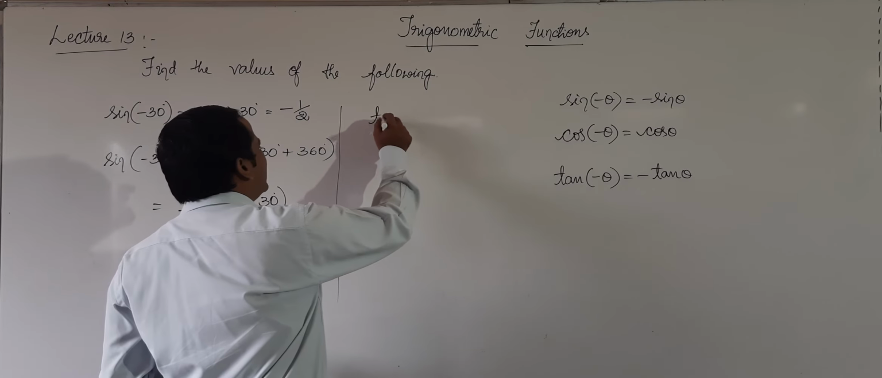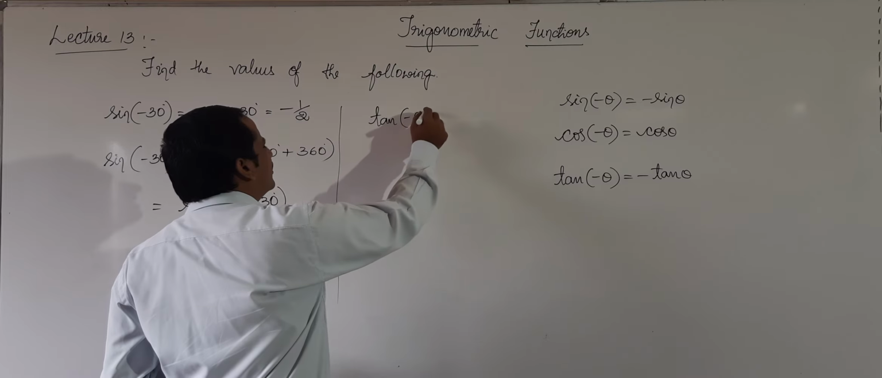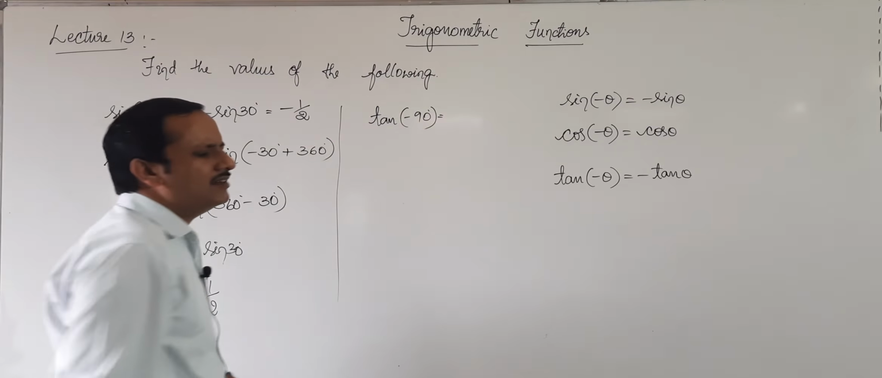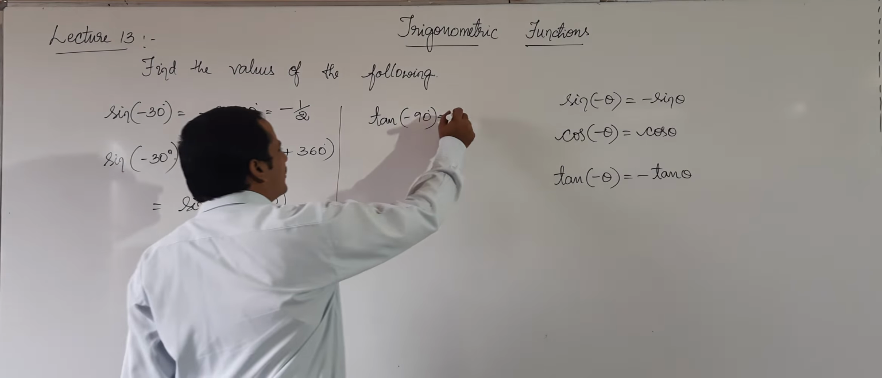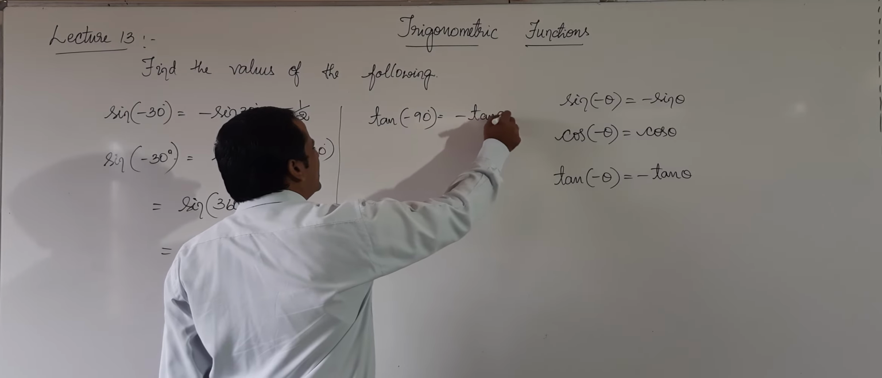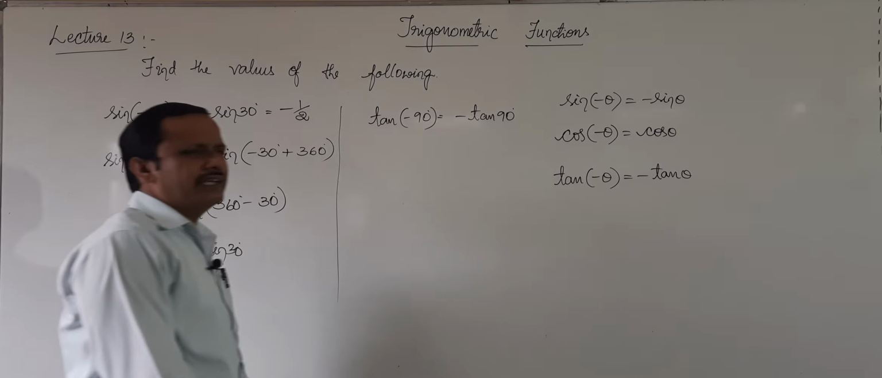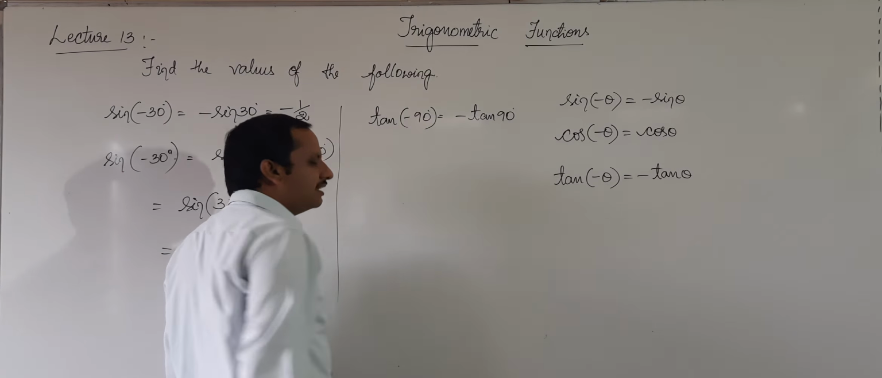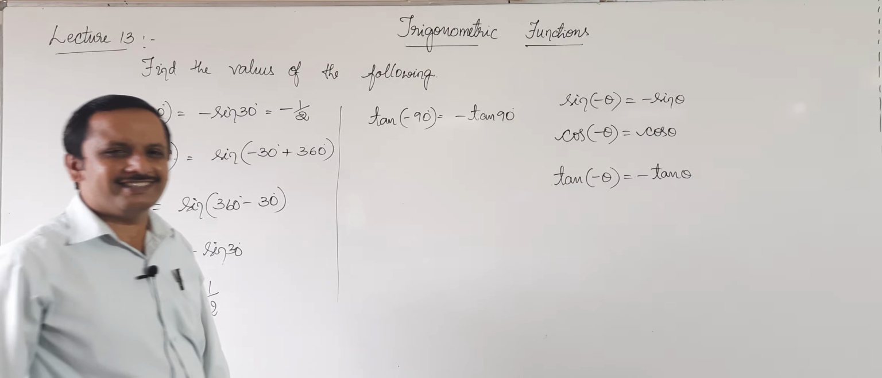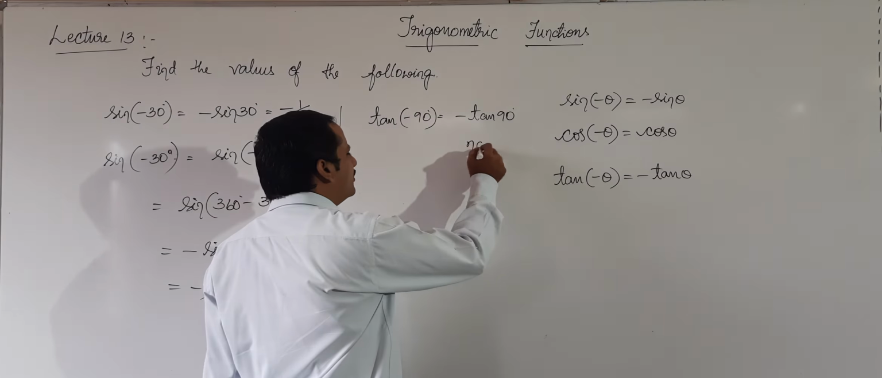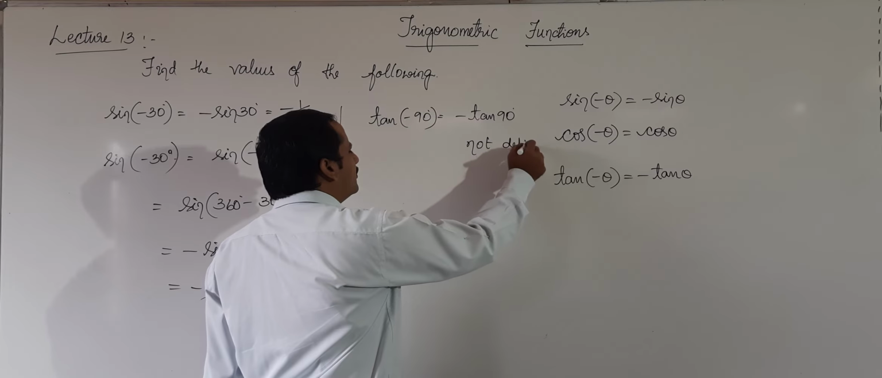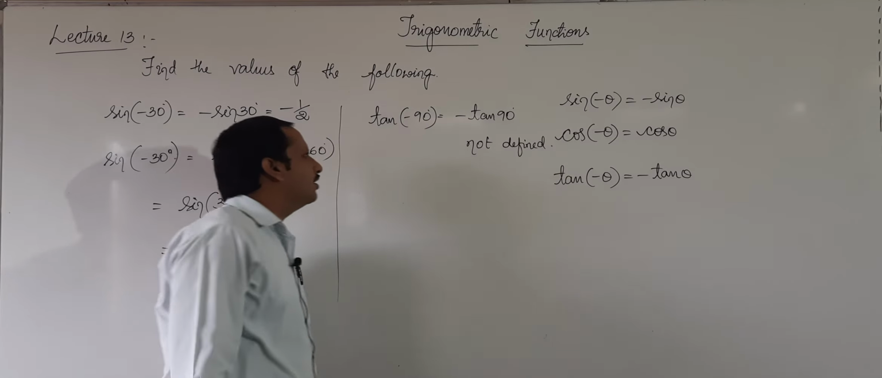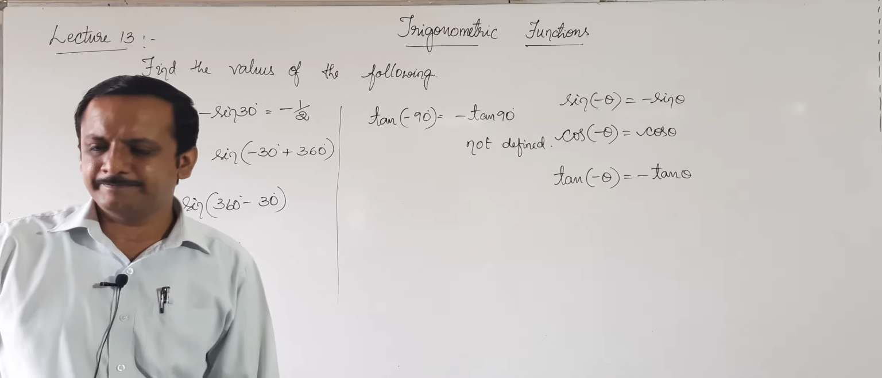Then, tan of minus 90 degrees. See, tan of minus theta is equal to minus tan theta. So that will give you minus tan 90 degrees. But what is the value of tan 90 degrees? Tan 90 degrees is not defined. Therefore, minus tan 90 degrees, don't say minus not defined. This is also not defined. Not defined is the answer.